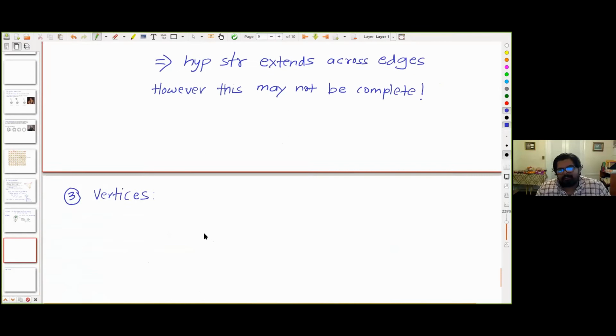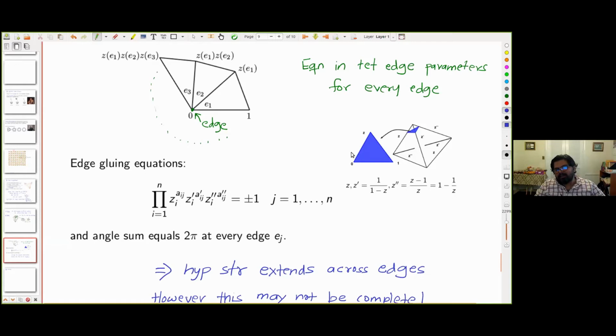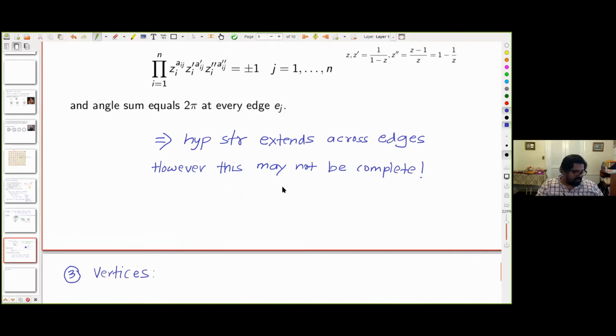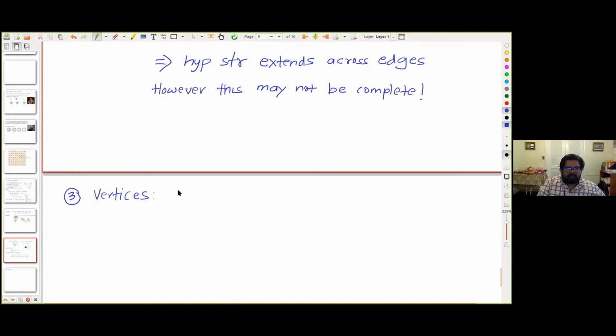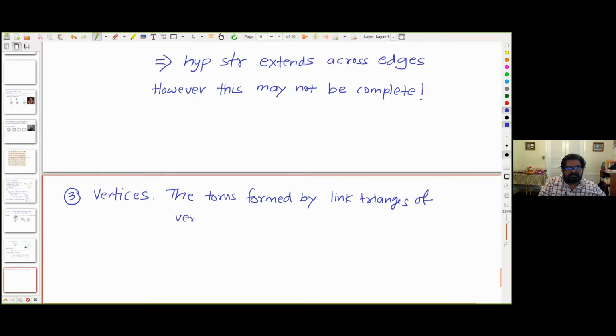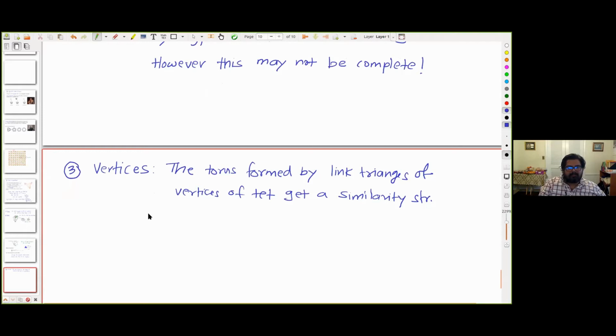So what happens is when we are gluing together these tetrahedra, these triangles are actually gluing together to form a torus. And these triangles are only well-defined up to scaling, right, up to similarity. So we actually get a similarity structure on the torus. So what is happening at the vertices is that the linked torus, the torus formed by the linked triangles of the vertices of tetrahedra, gets a similarity structure. And for completeness, the similarity structure has to be Euclidean.